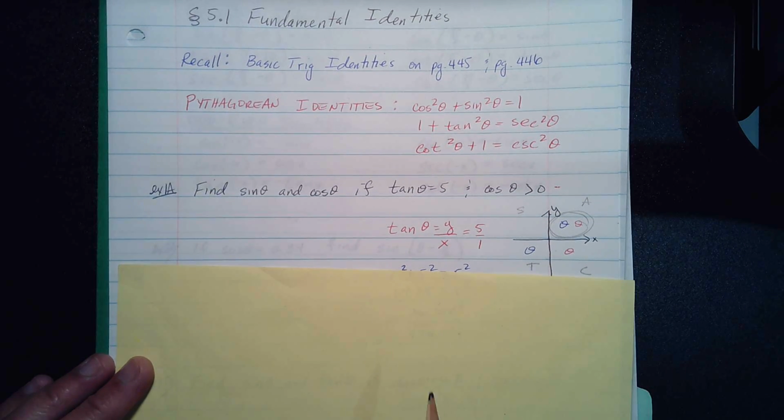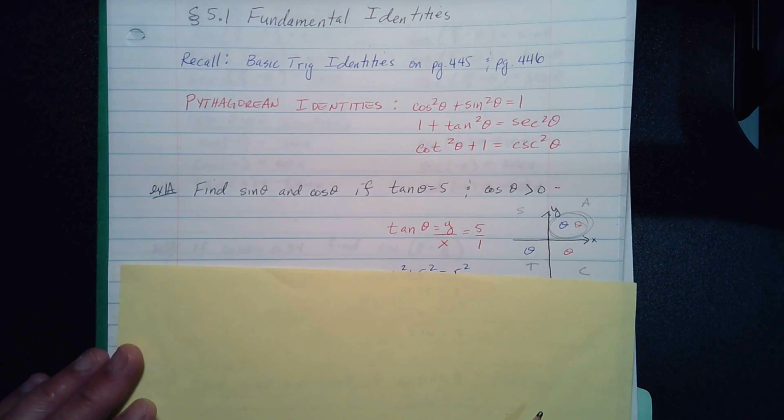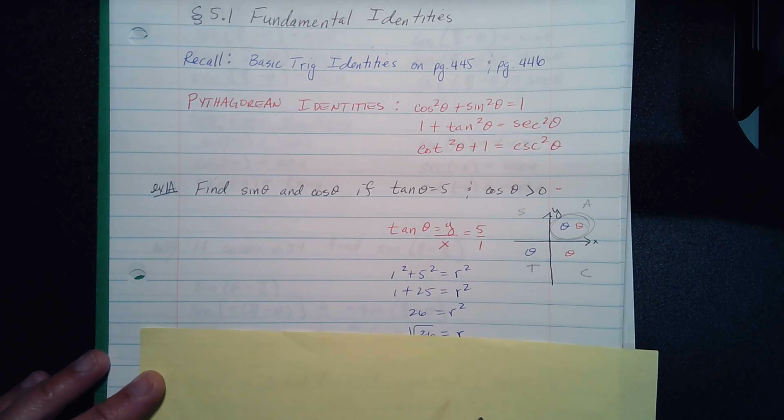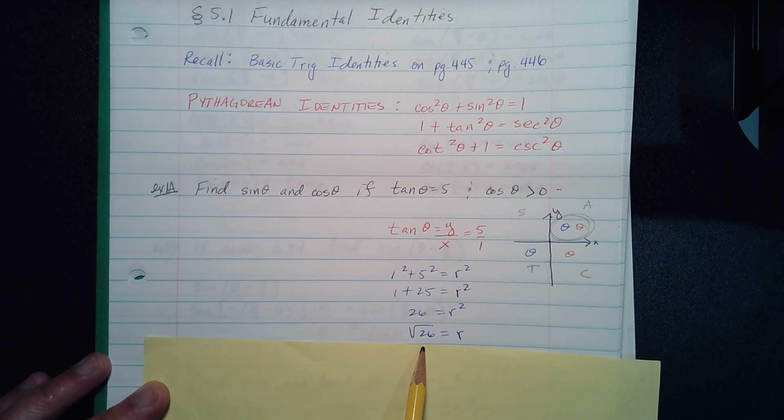Okay. So now we just have to find r, and we did that in the last chapter. We know that x squared plus y squared equals r squared. Therefore, r is equal to the square root of 26. We're only going to keep the positive square root of 26 because r is considered a distance.